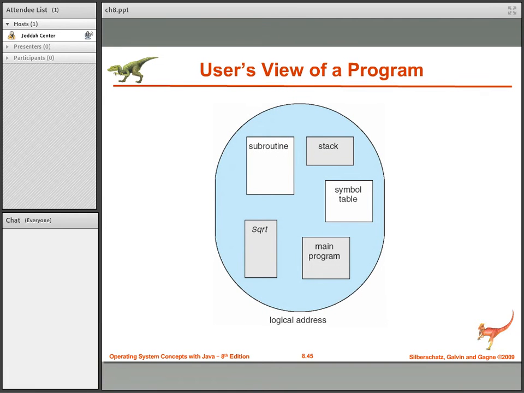So here is a diagram giving you the user's view of a program. For example, you have a certain subroutine, a certain symbol table, and you have the way that the user deals with them: a main program, a square root function, a stack, and so on. This comprises the logical view giving the logical address from the user's viewpoint.